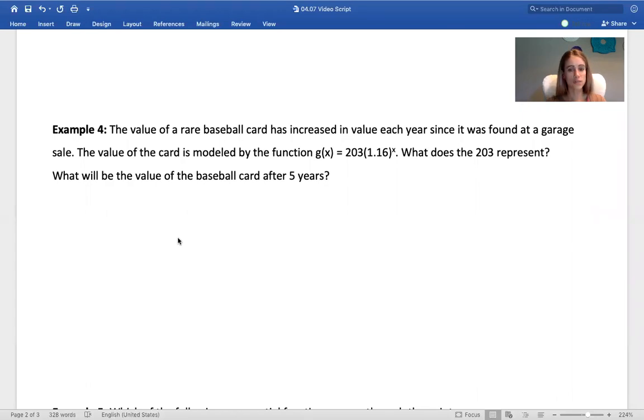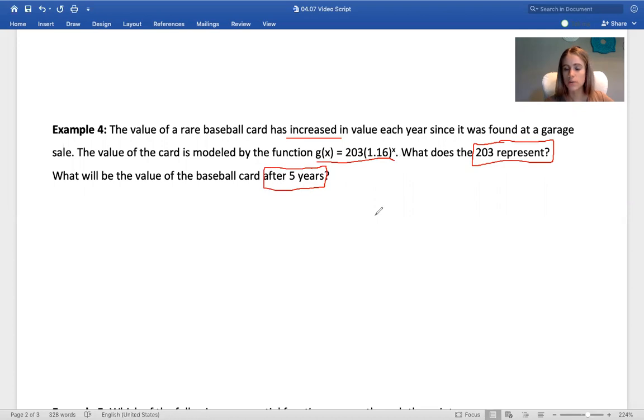All right, hopefully you guys just finished trying that on your own and now you have hit play. So we are in for our second read, our annotating and answering questions. This is about the value of a rare baseball card, and it increases in value each year since it was found at a garage sale. The value of the card is modeled by this function. And I want to know what, so my question word, does the 203 represent? And then what, another question word, will be the value of the baseball card after 5 years?